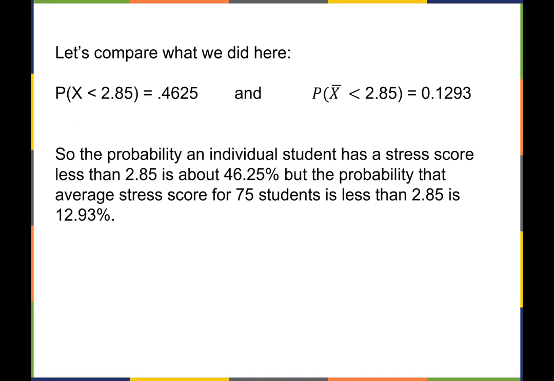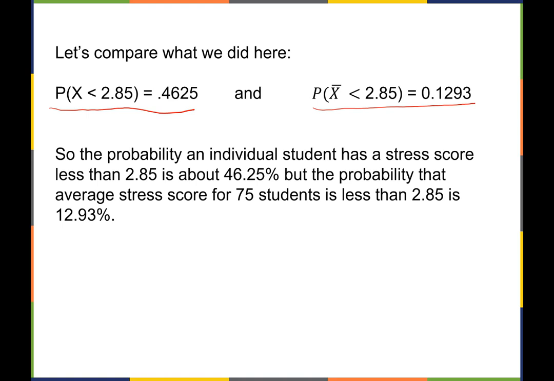All right, so what did we do here? Let's compare what we did in the first one. We just computed for an individual student: what is the probability that their stress score is less than 2.85? We got about 46.25%. But we looked at the average for 75 students. We found the probability that the average is less than 2.85 is about 12.93%.